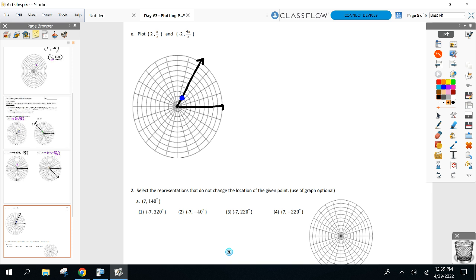So here's how we're going to end class, with these last two. I'm going to give you a point, and I want you to give me a couple of other points that land in the same spot, just like those two did. Let me give you a little hint on how you can do this. How can I find a new point that's going to land in the same spot?